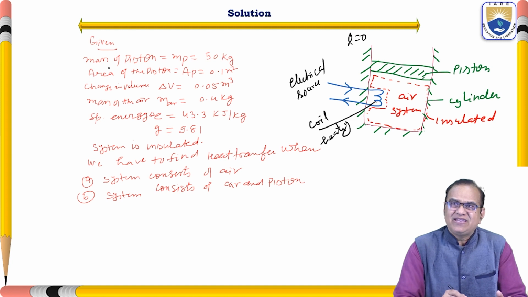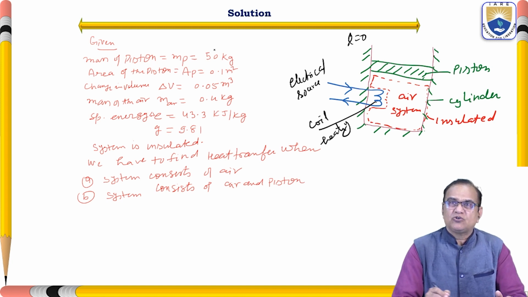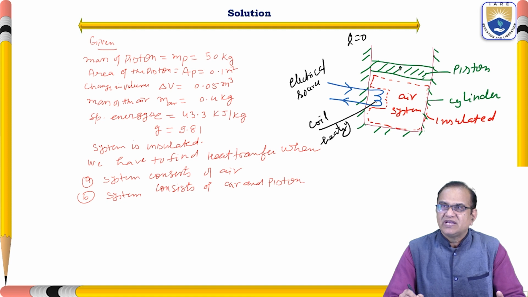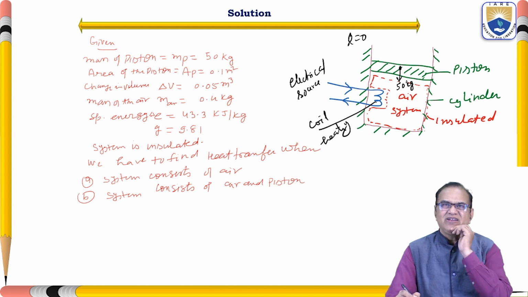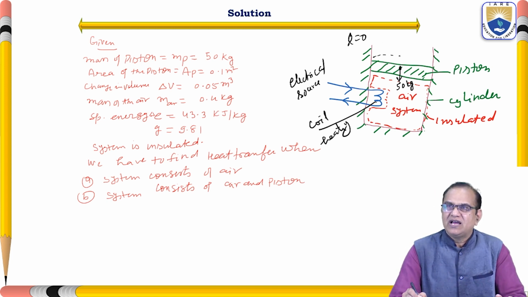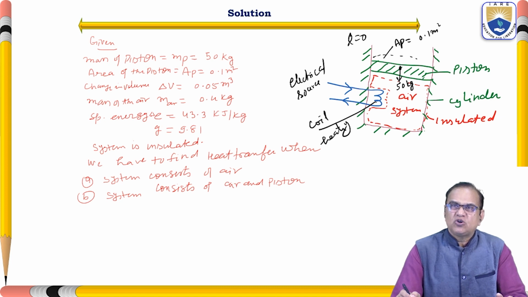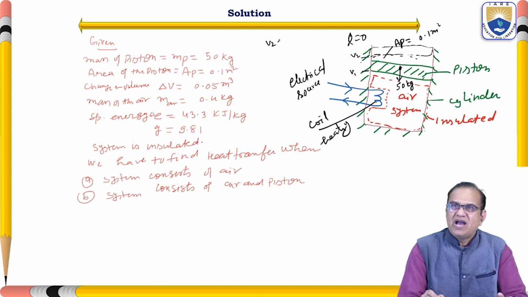It is also given that the mass of the piston, MP, is equal to 50 kg. Here this is the 50 kg mass. The whole area of the piston is AP is equal to 0.1 meter square. Change of volume is 0.05 meter cube. Initially it is V1, and after that it is V2, so the piston moves next here. So V2 minus V1 is equal to delta V, and delta V is given as 0.05 meter cube.